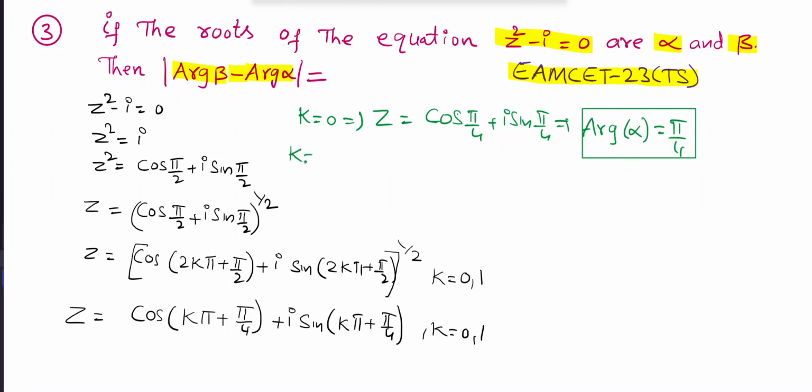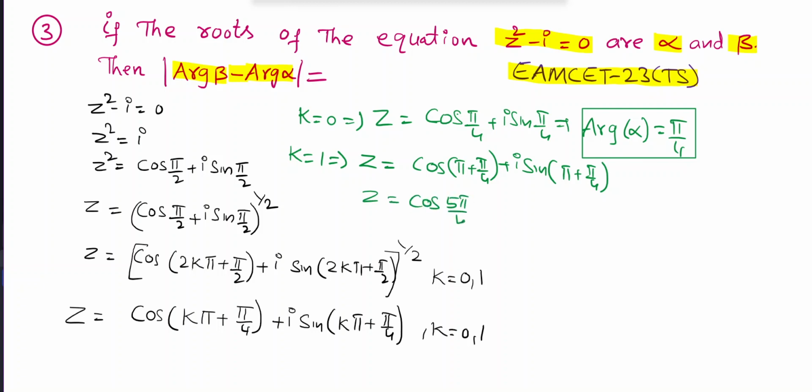Now substituting k is equal to 1 in z. Therefore z is equal to cos of pi plus pi by 4 plus i sin of pi plus pi by 4. From this, the argument of beta is equal to pi by 4.